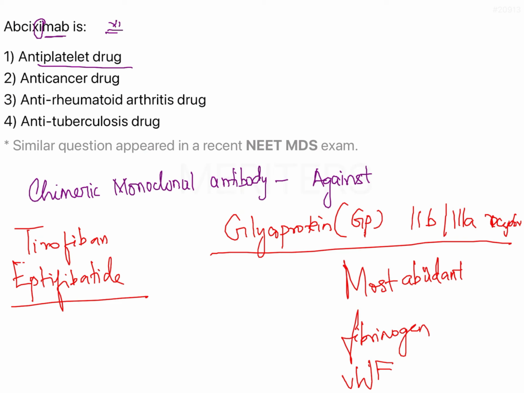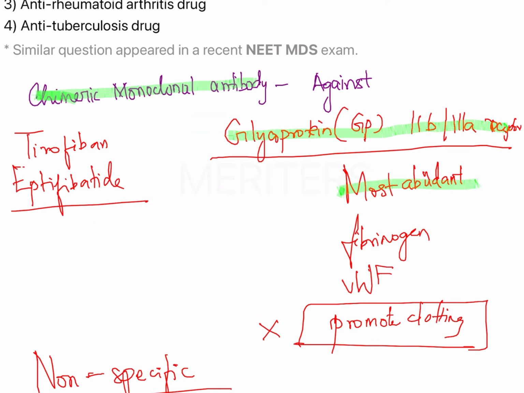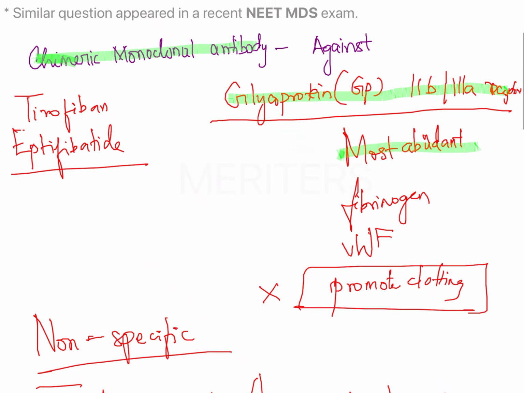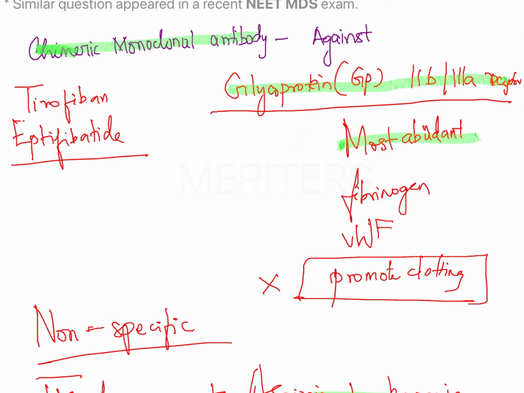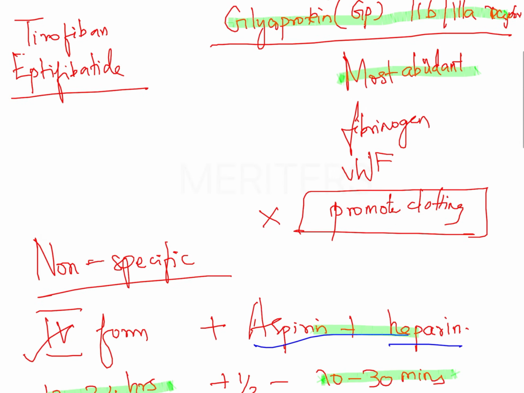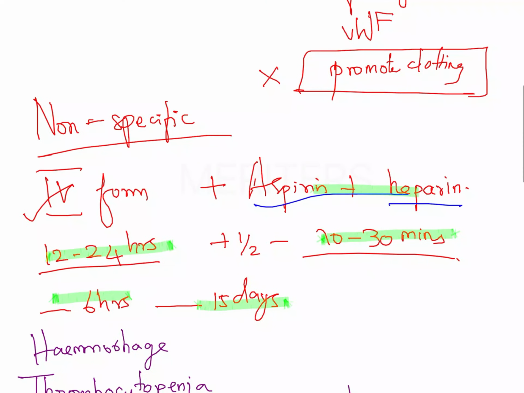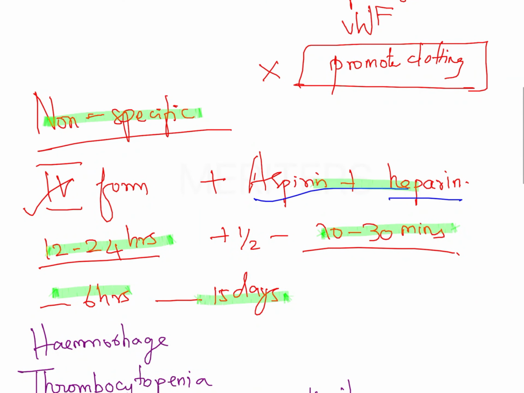So basically you have to know Abciximab. It's a chimeric monoclonal antibody acting against the glycoprotein 2B3A receptor, which is the most abundant receptor present on the surface of the platelet. This binds to fibrinogen and promotes clotting. I am telling about the role of glycoprotein: it promotes clotting. So if Abciximab inhibits your glycoprotein, it will stop the promotion of clotting. It is non-specific, which means it binds to various other receptors.